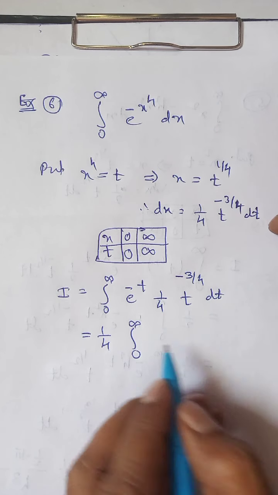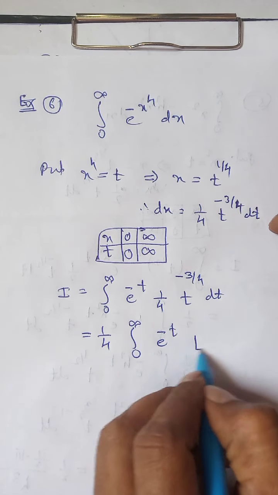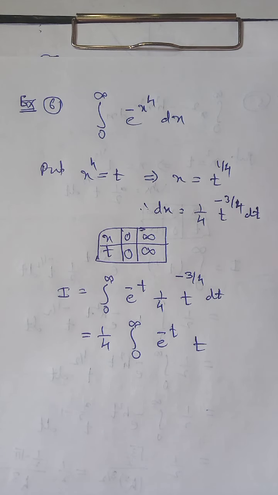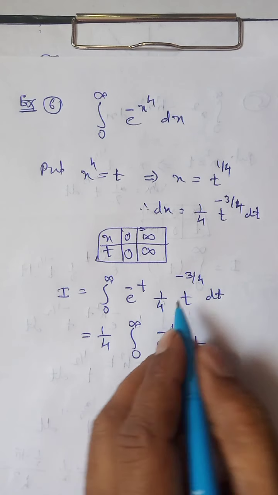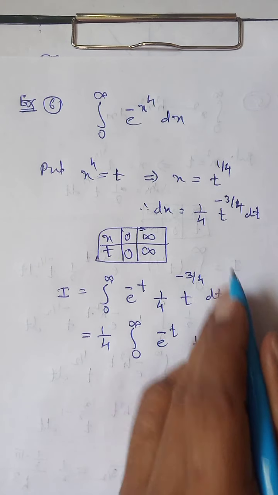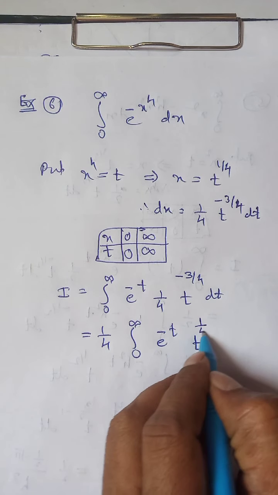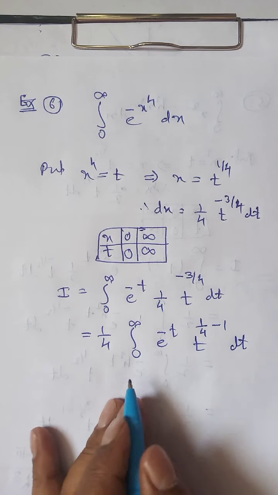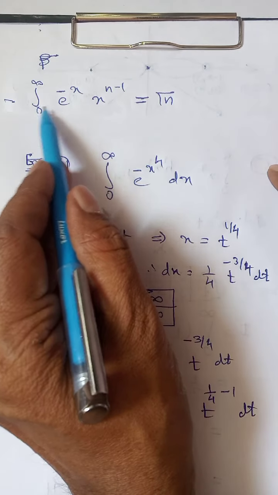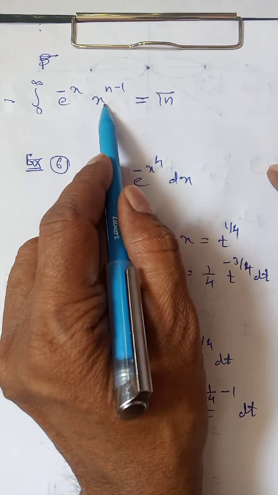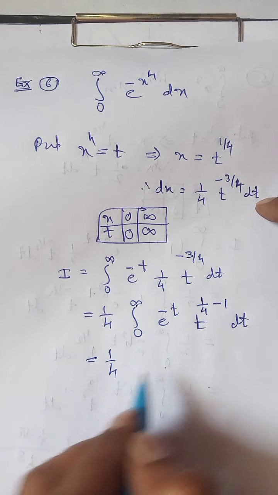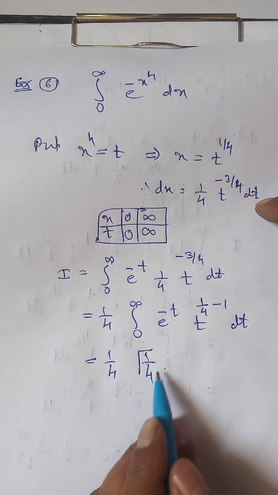So integration from 0 to infinity of e to the power minus t into t to the power minus 3 by 4, which we'll write in terms of n minus 1. So this is minus 3 by 4 plus 1 minus 1, and minus 3 by 4 plus 1 is 1 by 4, minus 1, dt. Now we'll use this definition here: integration from 0 to infinity e to the power minus x, x to the power n minus 1 is gamma n. So this is simply 1 by 4 into gamma 1 by 4.